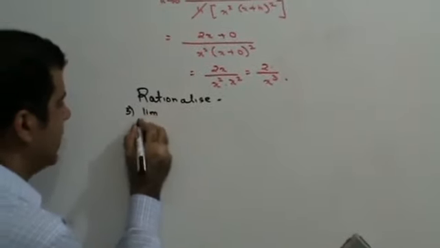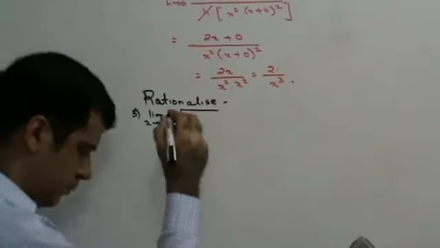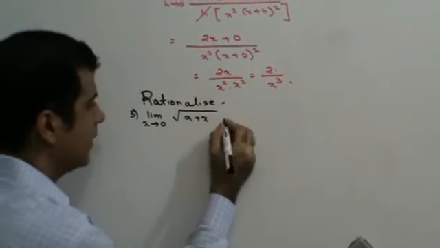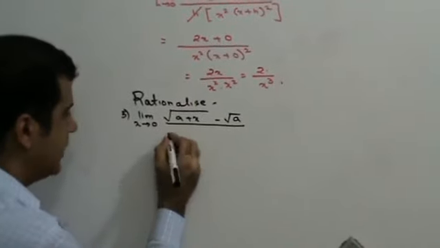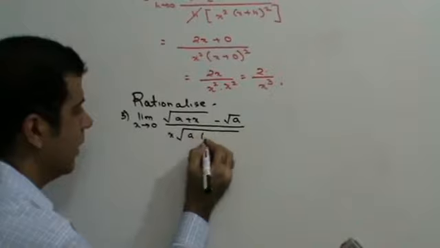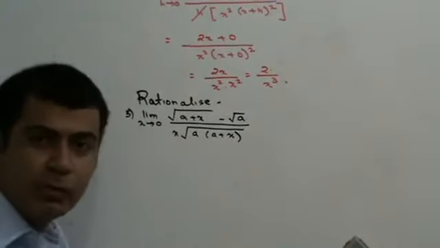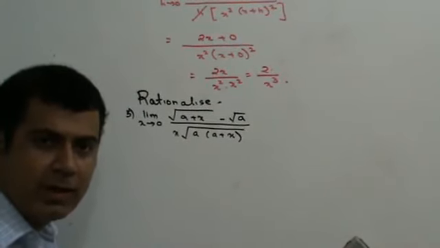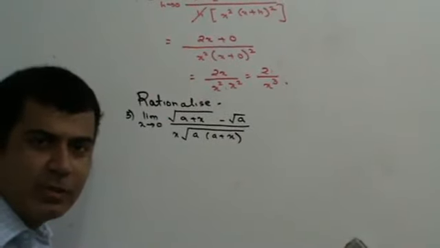Limit of x tends to 0, root of a plus x minus root a upon x root of a plus x. Now there is a square root sign in the numerator and there is a square root sign in the denominator. In which case, what you have to do is, you will be rationalizing the numerator.